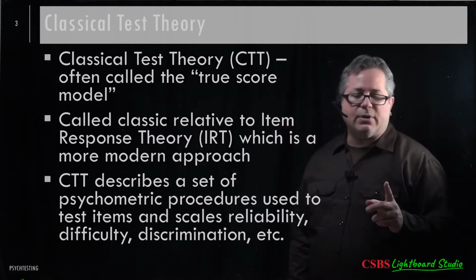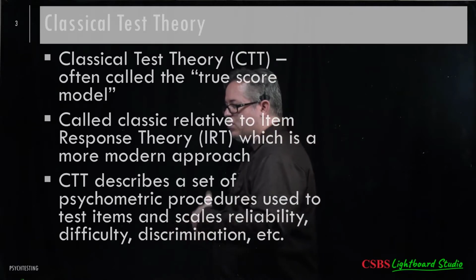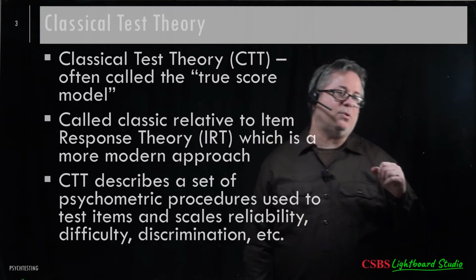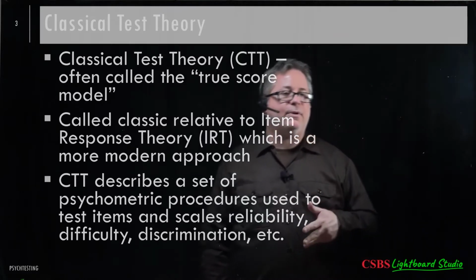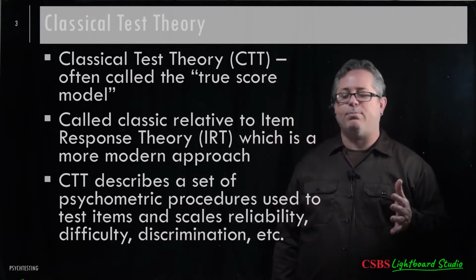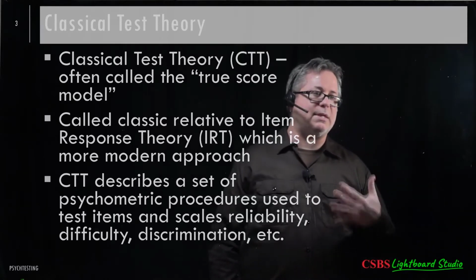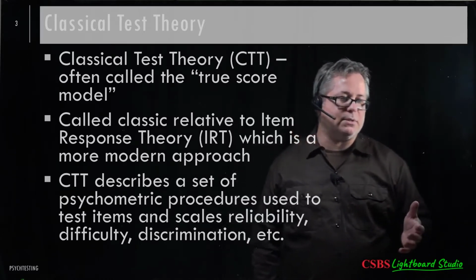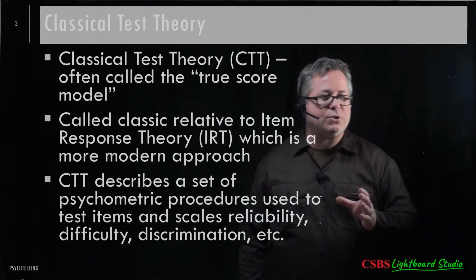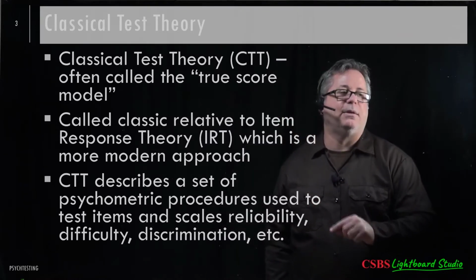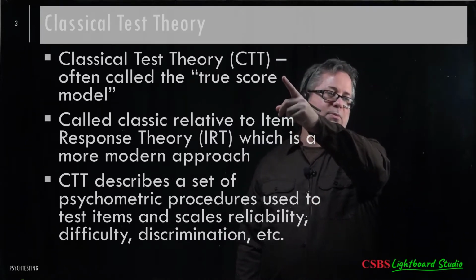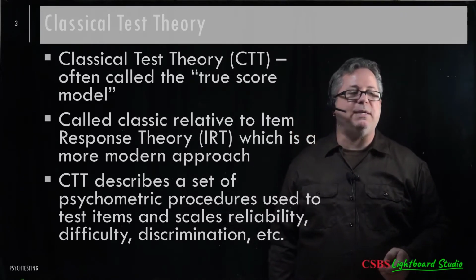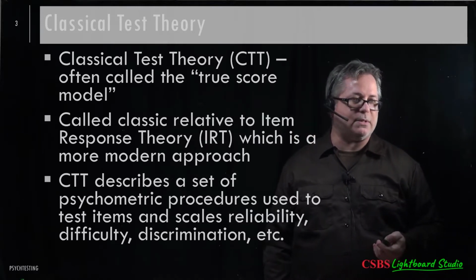So classical test theory, I mean, it's a theory, but really it's a set of psychometric procedures that we use to test items, to look at scale reliability, to look at item difficulty, item discrimination. It's just a bunch of procedures that we use to test items and to look at tests as a whole. There's a whole bunch of these things. But they all fall under the same idea of a true score model, which is what we're going to discuss first. And this is where things get a little theoretical and a little bit in the weeds. So ask lots of questions if it doesn't make sense, and I'll try my best to explain.